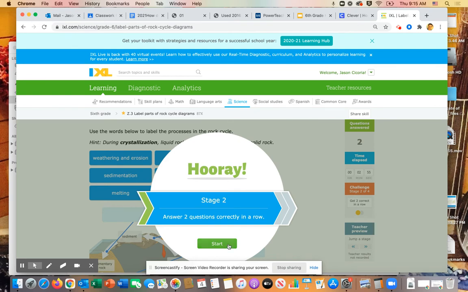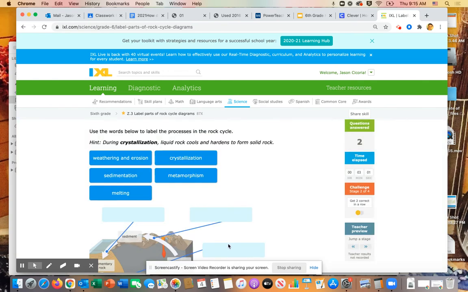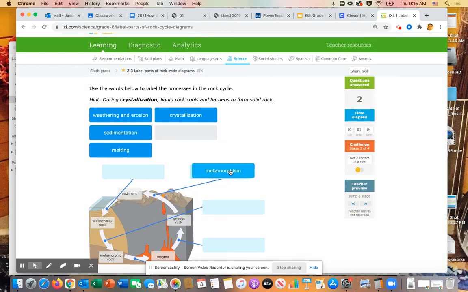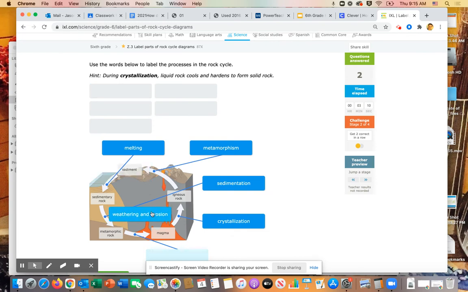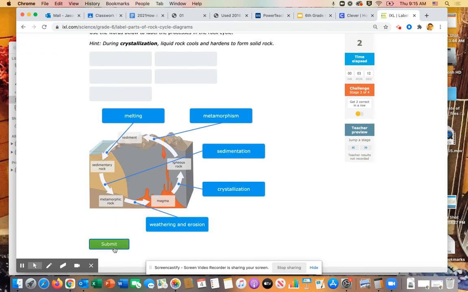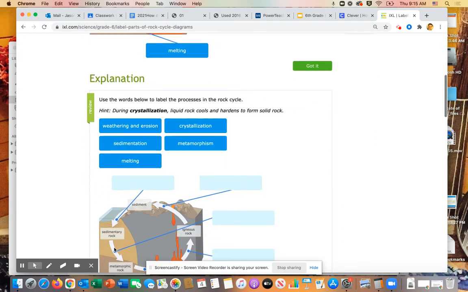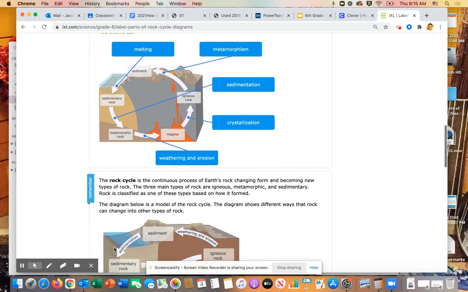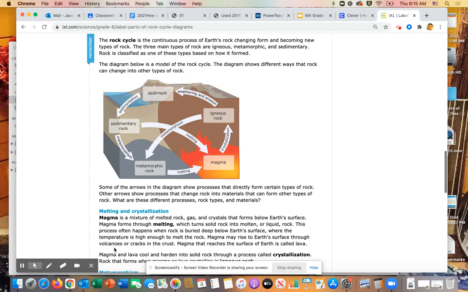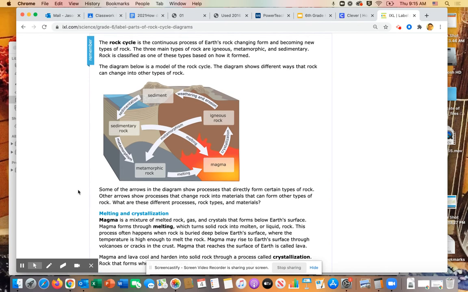Hooray, on stage 2. So that's going to tell you how to get started. Okay. Now, I'm not going to go further, except I am going to get this one wrong on purpose so that you can, in fact, see that if you do miss one, you really want to read the descriptions and the hints. All right? So these can really help you.